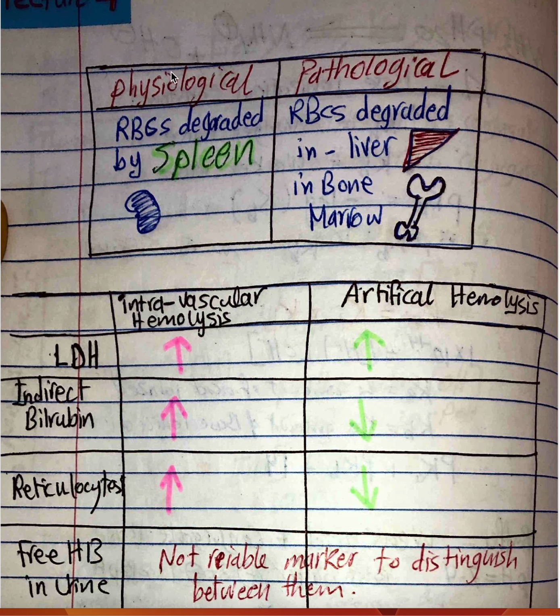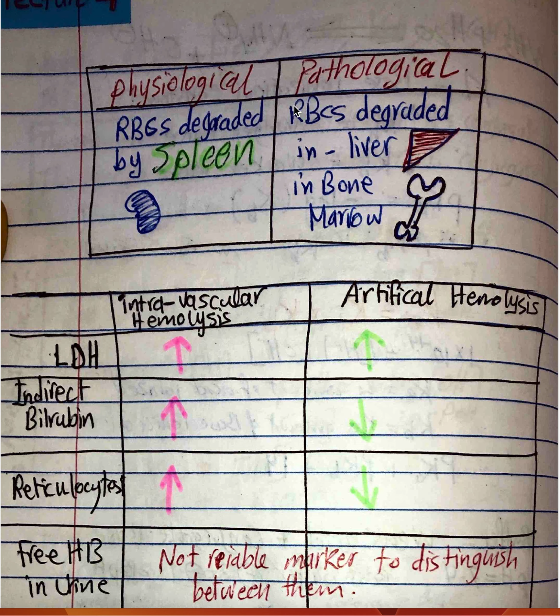So, here is the physiological: the RBC is discarded by the spleen. Okay, because we know that it is physiological when the RBCs are old enough, and we know that the lifespan of the RBCs is 120 days. It's about 3 months, so they are discarded by the spleen.